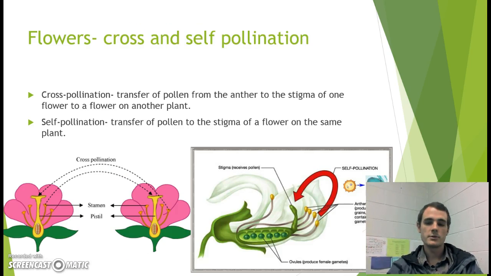So then you also must know the difference between cross and self-pollination. In cross-pollination, pollen from one flower of one plant is transferred to another flower of either the same plant or another plant. And so that is cross-pollination, when pollen from one anther is transferred to the stigma of another flower. And then there's self-pollination. This is the transfer of pollen from one anther to the flower of the same plant. So it pollinates itself. And you can see both of these diagrams down here indicating how those work.